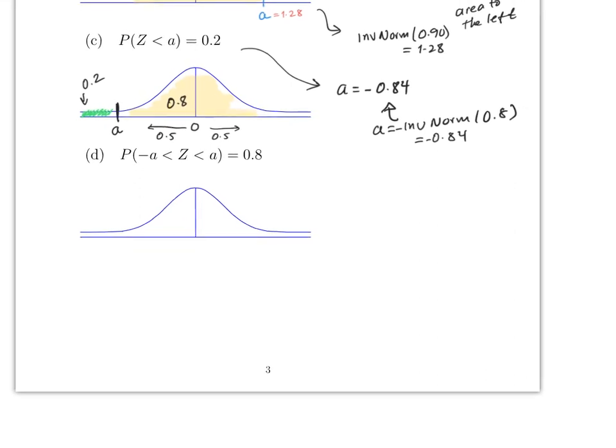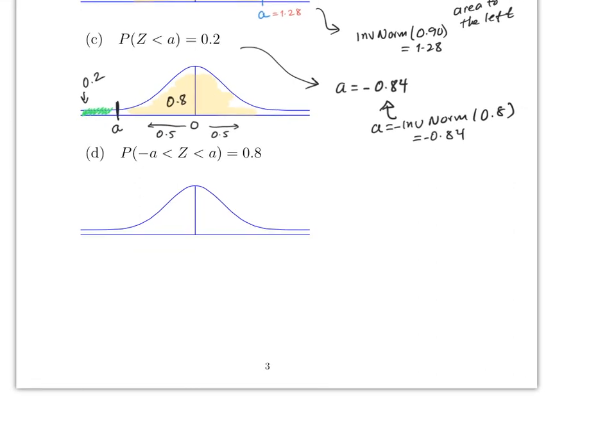The trickiest one by far is part C, but as long as you remember that you have to deal only with the yellow area, you'll be fine. This is what it says. It's telling you that the area between minus A and A equals 0.8. So technically, by symmetry, this blue area and this blue area both have to be 0.4. Why? Because this is symmetric, so you need to have the same area here that you do here. So 0.4 plus 0.4 equals 0.8.